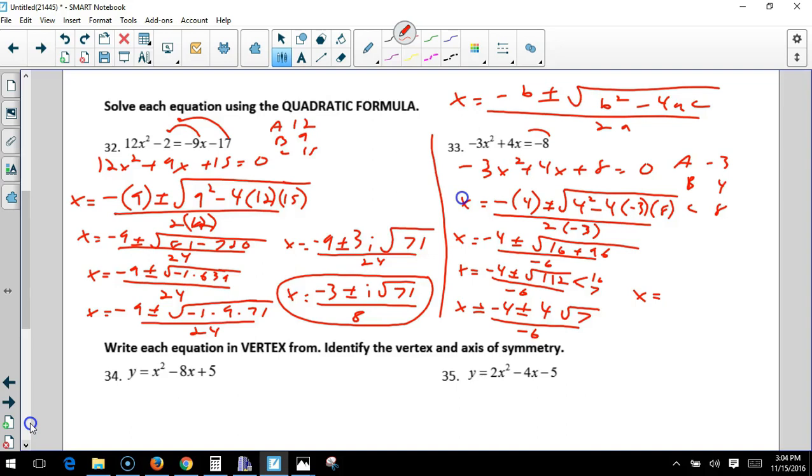I'll just show you what I'm talking about. If this was negative 4 over negative 6, plus or minus 4 root 7 over negative 6, we would break this down. How would it break down? Well, negative over negative is positive. Okay, so that's 2/3 plus or minus. Again, this would be 2 radical 7 over negative 3.